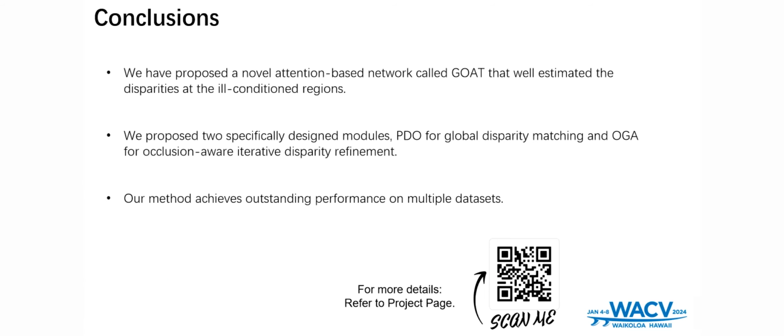So, for the conclusion, in our paper, we have proposed a novel attention-based network called GOAT that estimates the disparities at the occluded regions. We propose two specific design modules, the PDO module for global disparity matching and the OGA module for occlusion-aware iterative disparity refinement. Finally, multiple experiments show that our method achieves outstanding performance on multiple datasets.